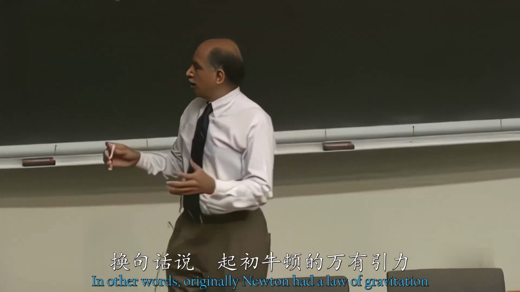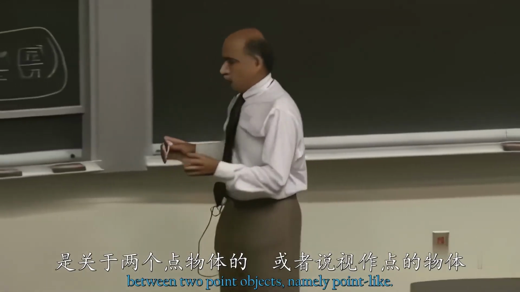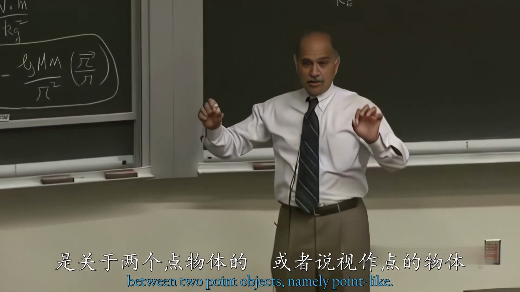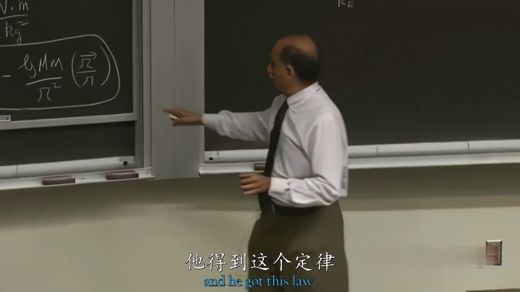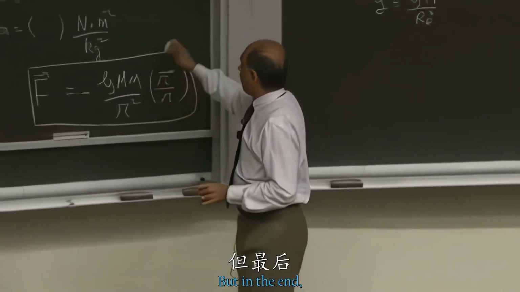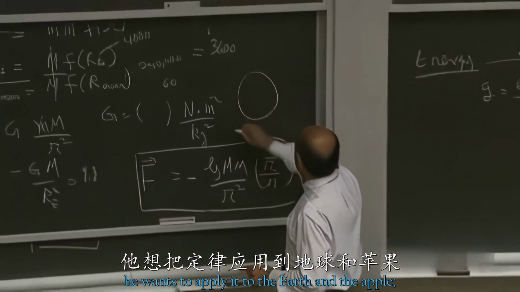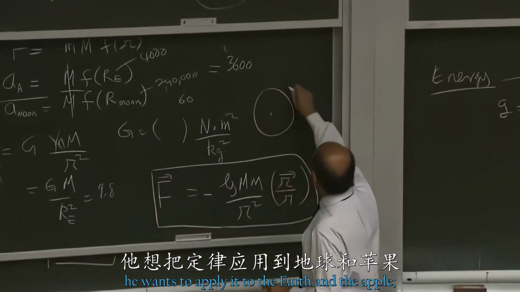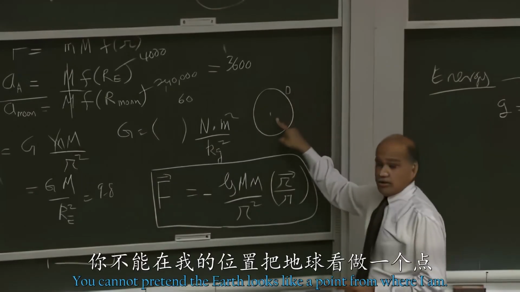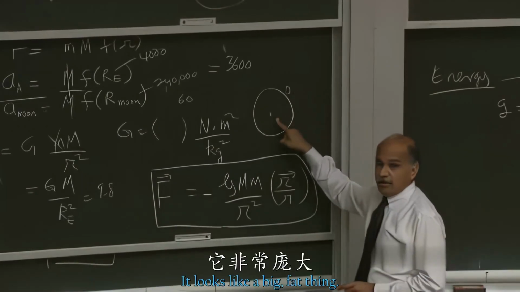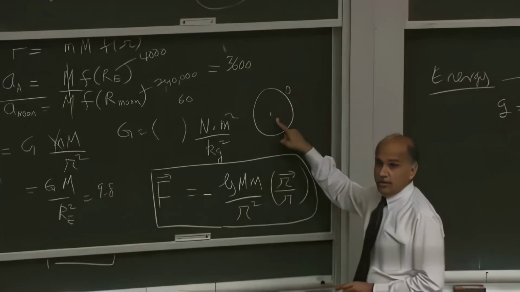In other words, originally Newton had a law of gravitation between 2 point objects, where the distance between them is unambiguously the distance between the points, and he got this law. But in the end, he wants to apply it to the Earth and the apple. They are close enough for you. You cannot pretend the Earth looks like a point from where I am. It looks like a big fat thing. You cannot say it's point-like.